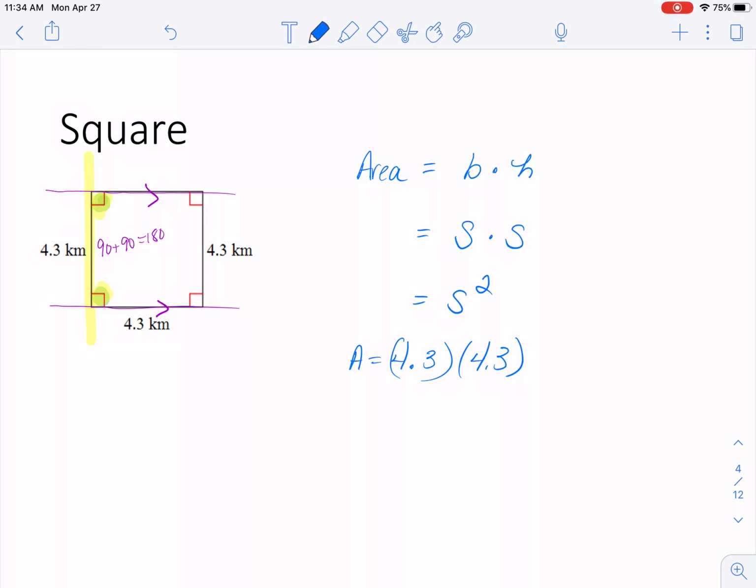And 4.3 times 4.3... I can't type today. 4.3 times 4.3 is 18.49. What are my units? Kilometers to the power of 2. You're right.